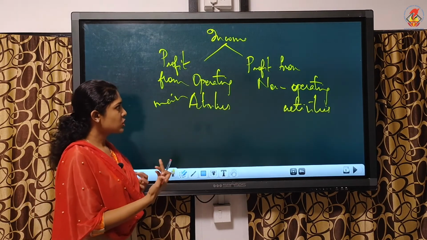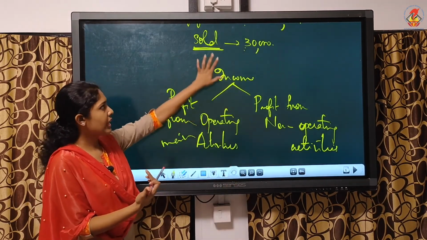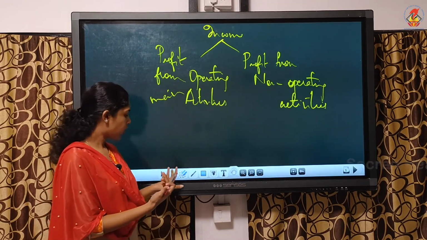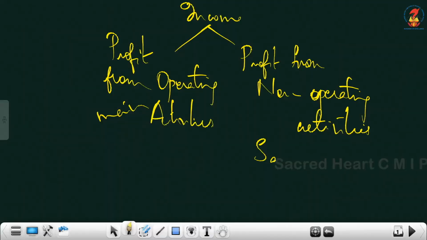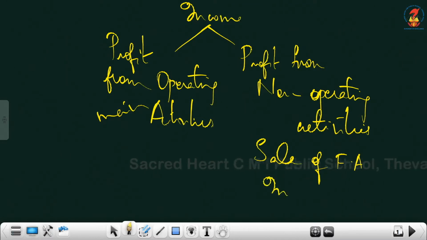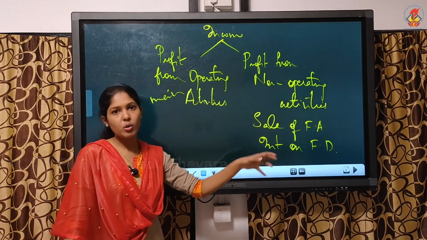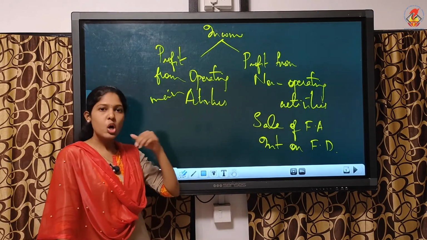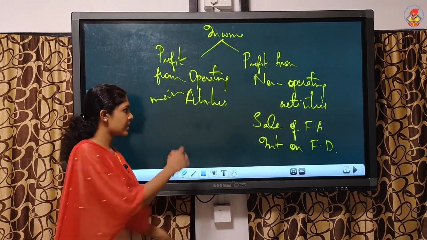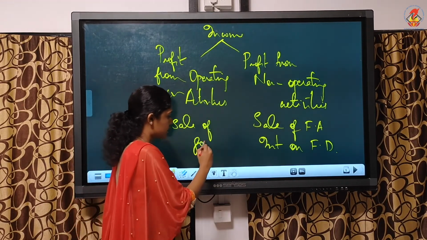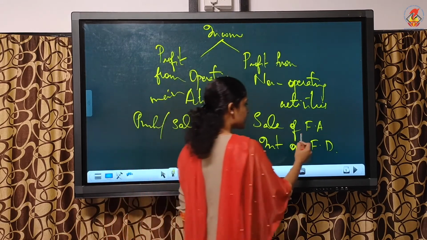So the profit which you get from your sale of goods and services like this will be included under the term income. Other than that, profit from non-operating activity means sale of fixed assets or the interest which you get on your investments like FD. On your investments what you earn, all these are non-operating. Non-operating means it's not your main activity. Main activity is purchase and sale of goods. And we know that there is a difference between goods and fixed assets.